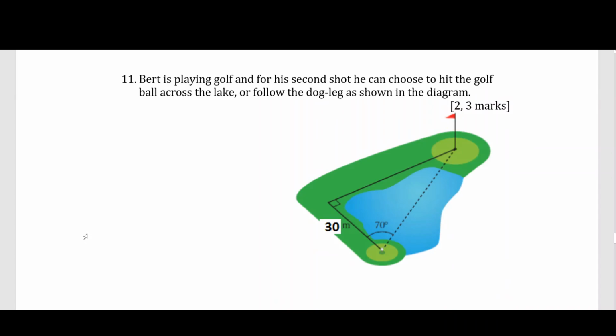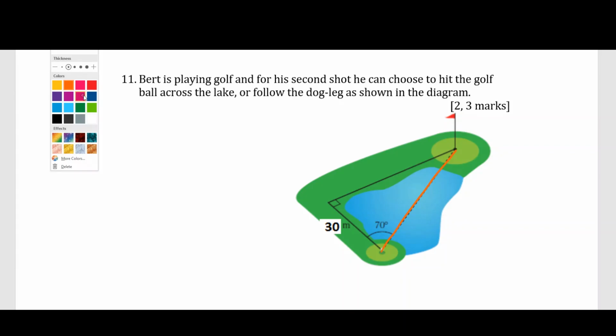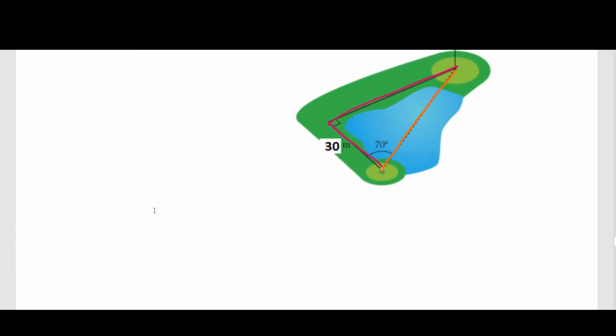All right, number 11. Bert is playing golf, and for his second shot, he can choose to hit the golf ball across the lake or follow a dog leg as shown. So he can go straight over the lake like that, or go with the dog leg, which runs like this. Goes that way, then that way. Calculate how far it is across the lake to the flag.